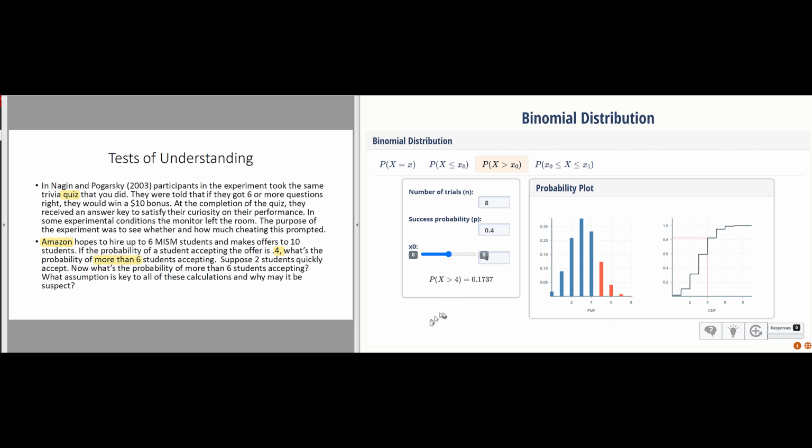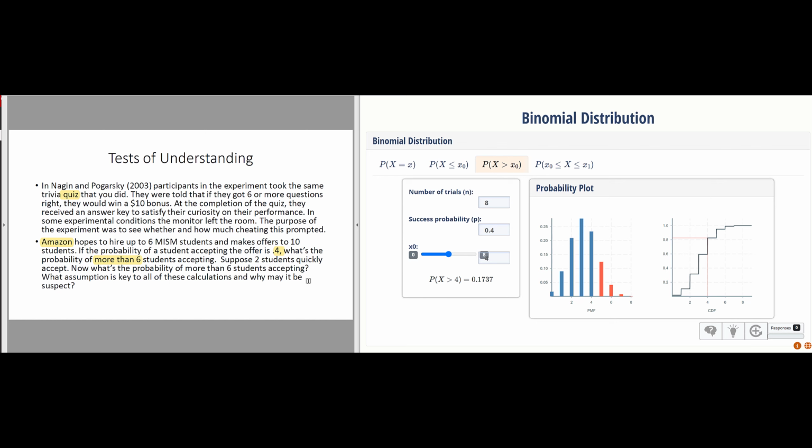So if 2 students accept immediately, we have 8 students left that we're waiting to hear from. 2 have accepted. So the question now is, what is the probability that more than 4 of these remaining 8 students will accept? And that's 0.17. So we have a bit higher probability of overshooting and getting more than 6 students than we had in the case where we had not yet heard from anybody.